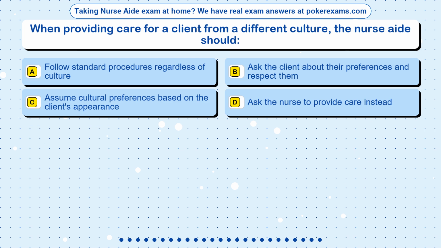Question 19. When providing care for a client from a different culture, the nurse aide should: Option A, follow standard procedures regardless of culture. Option B, ask the client about their preferences and respect them. Option C, assume cultural preferences based on the client's appearance. Option D, ask the nurse to provide care instead.